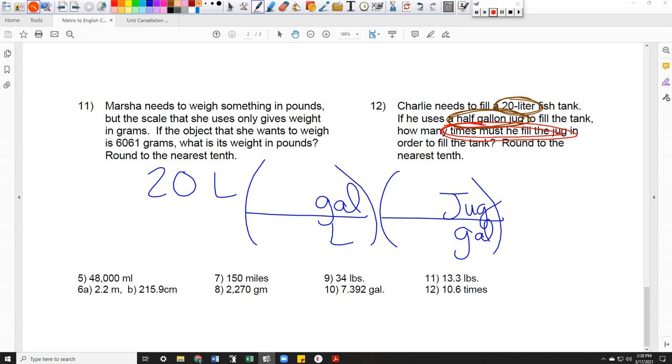Now, the first one is obvious. It's easy. You can look at your conversion sheet. In 1 gallon, there are 3.7854 liters. The second set of parentheses is where my mind makes it a little strange. In 1 jug, how many gallons do you have? Half. You have half a gallon.